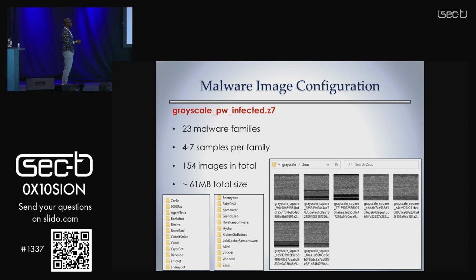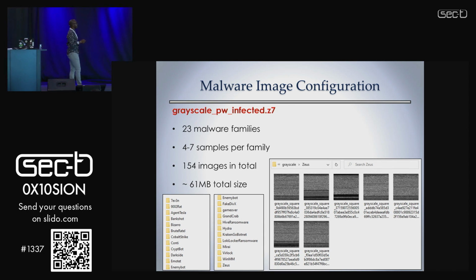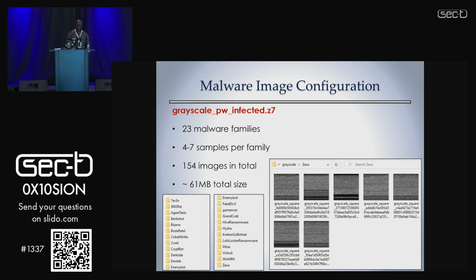The images that we're starting with here are just called grayscale, and they're password infected. So at least I can put it onto GitHub or Google Drive, and you can download it without the malware proliferation error alerts that I usually get from these sites. To start with, we'll look at 23 unique families inside this set. Within each family, we have between 4 and 7 unique samples. Altogether, we'll have 154 images that we want to identify and classify.